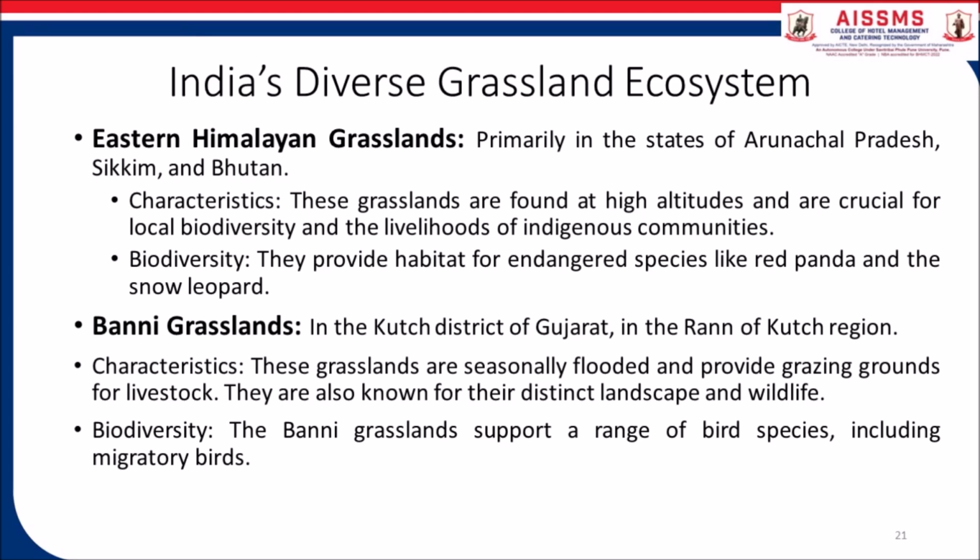The last grassland ecosystem will be Banni grassland. It is situated in the Kutch district of Gujarat in the Rann of Kutch region. The characteristics include that they are seasonally flooded and provide grazing grounds for livestock. They are also known for their distinct landscapes and wildlife. The Banni grassland supports a range of bird species including migratory birds.